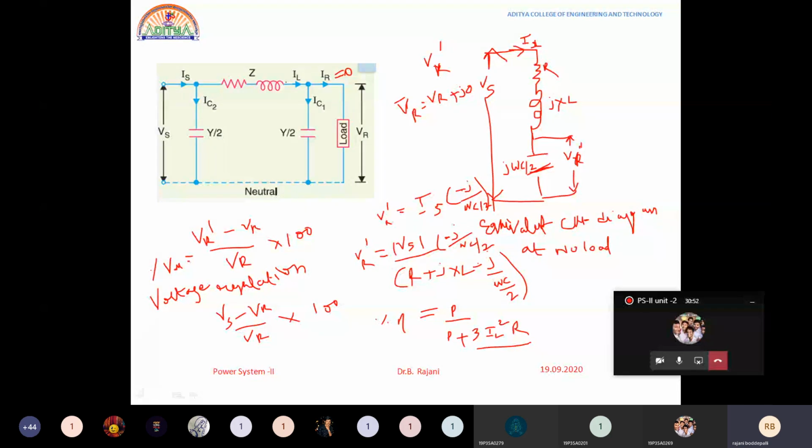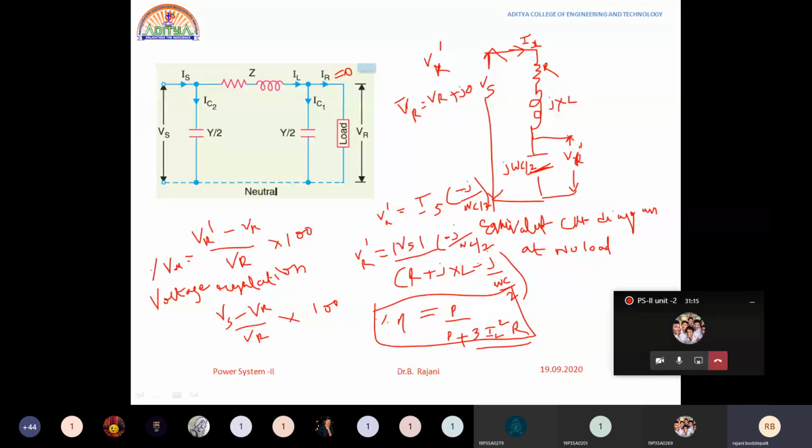But in the case of the nominal T method, R is divided by 2 and XL is divided by 2. Here the capacitance is divided on both the sides, lumped on both the sides at the receiving end side as well as on the sending end side. This is how you need to find the efficiency calculations and voltage regulation. This is the nominal pi method representation.